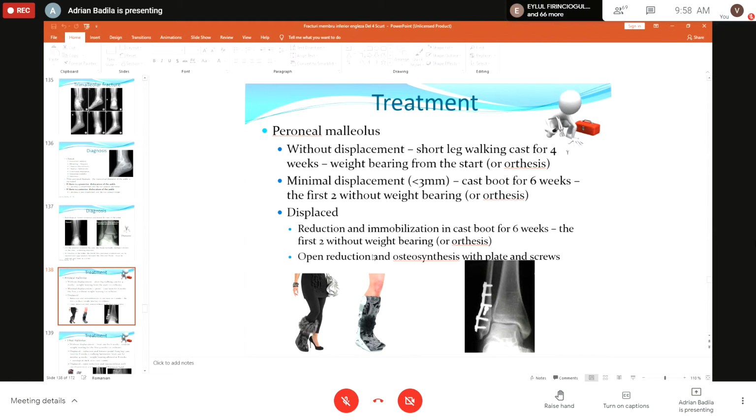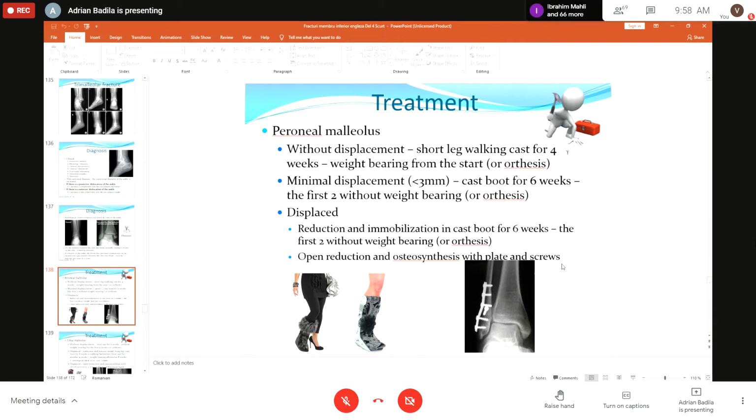Or, of course, you can use an orthosis. So a fracture of the peroneal malleolus is a luckier fracture, because if it is without displacement, the patient can walk with weight bearing from the start. If we have a minimal displacement, the immobilization interval will be longer. It will be 6 weeks, without weight bearing for the first 2 weeks. If the fracture is displaced, a surgical treatment will be indicated. It consists of open reduction and osteosynthesis with plates and screws.